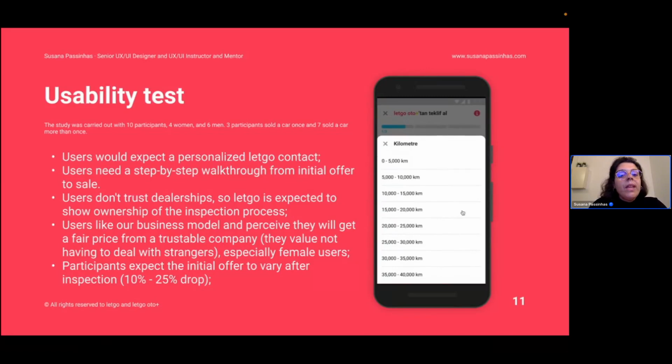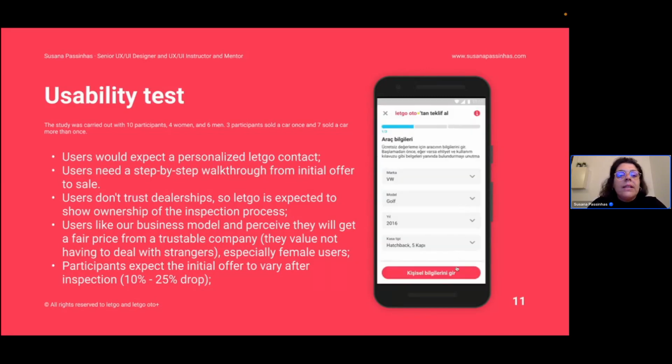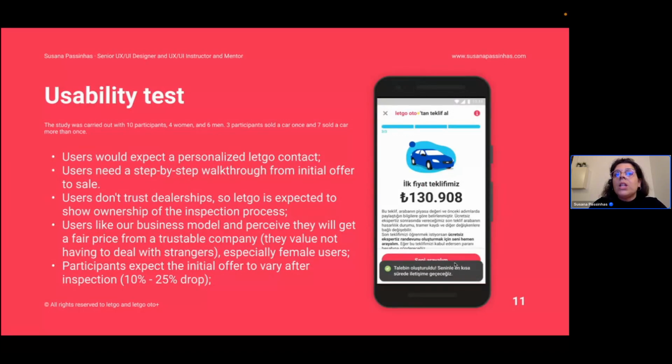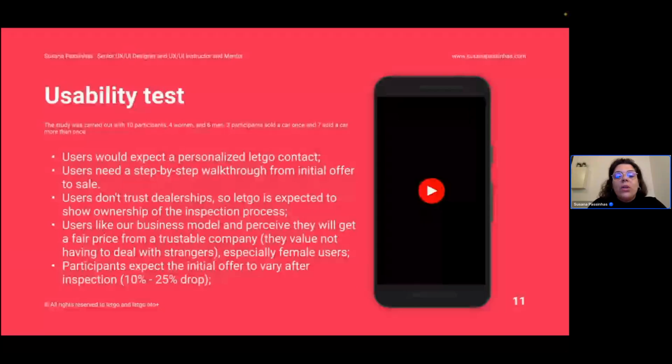Okay, but going back to this, users don't trust dealerships, so Letgo is expected to show ownership of the inspection process. They expect Letgo to have their own inspection centers. Users like our business model, perceive they will get a fair price from a trustable company. They value not having to deal with strangers, so we are fulfilling our user needs, just as we saw in the beginning, right? Especially female users, they appreciate this even more.